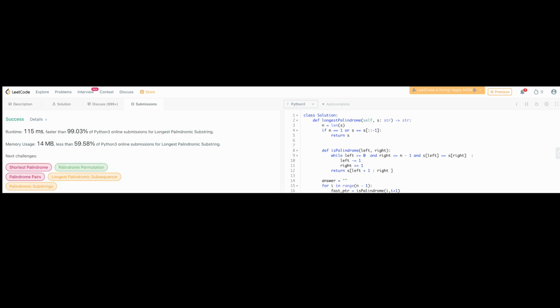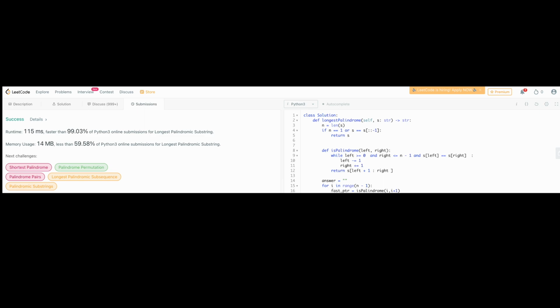Alright, so not bad, right? 99.03%. I think this method is faster than dynamic programming. And well, time complexity is, what do you think that is? It's just O(n squared). So yeah, that's it, and that's for this problem.